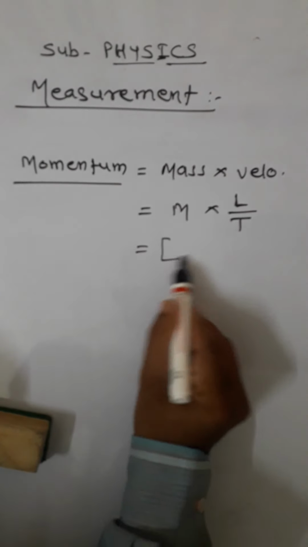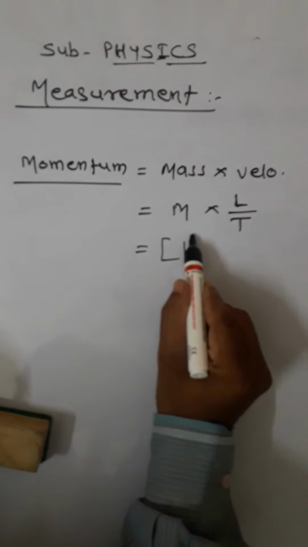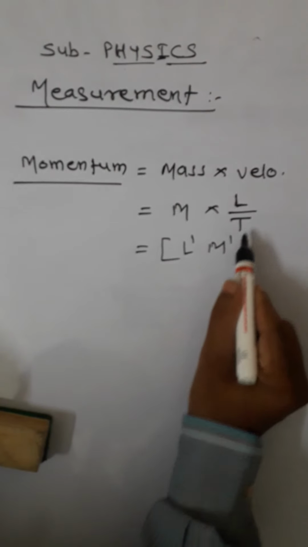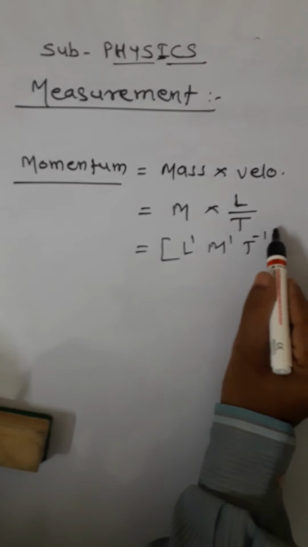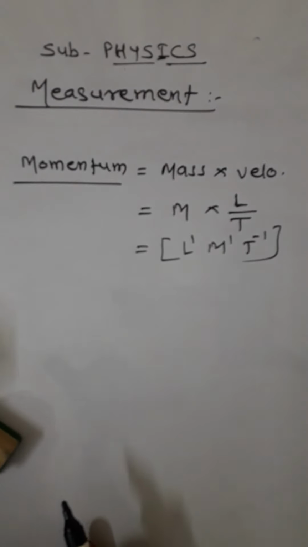Then from this we can write the dimension of L is L1, m is m1, and t in the denominator, take it up on both sides, then it is also minus 1. L1 m1 t minus 1. This is the dimension of the momentum.